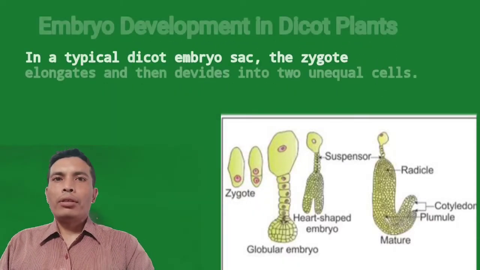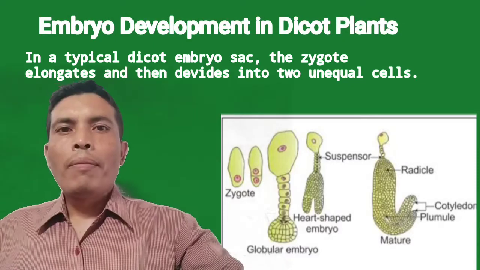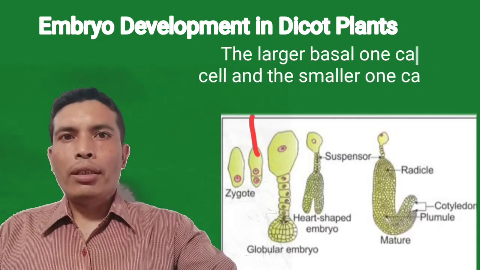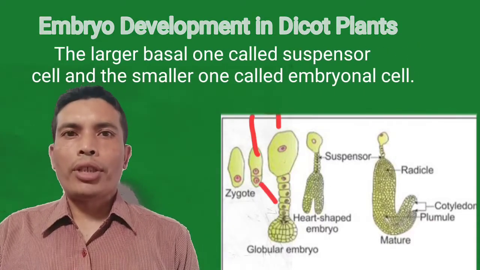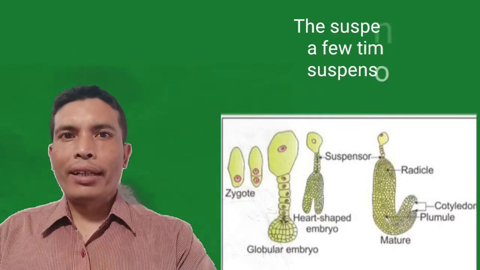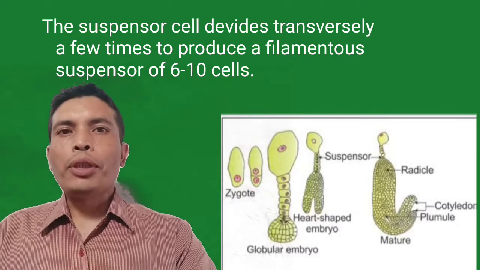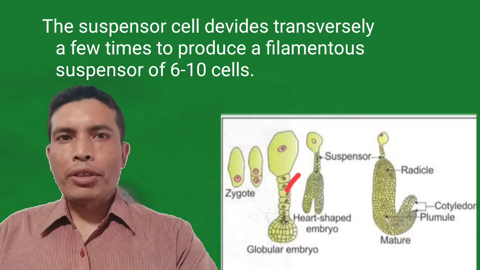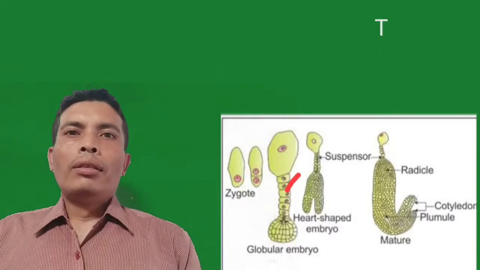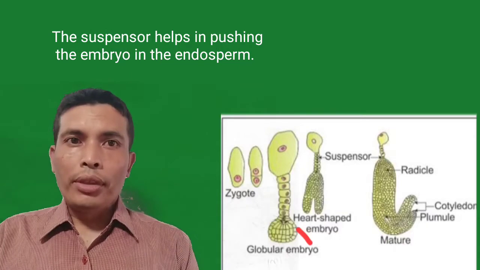In a typical dicot, the zygote elongates and then divides into two unequal cells. The larger basal one is called the suspensor cell and the smaller one is called the embryonal cell. The suspensor cell, which lies towards the micropyle, divides transversely a few times to produce a filamentous suspensor of 6 to 10 cells.